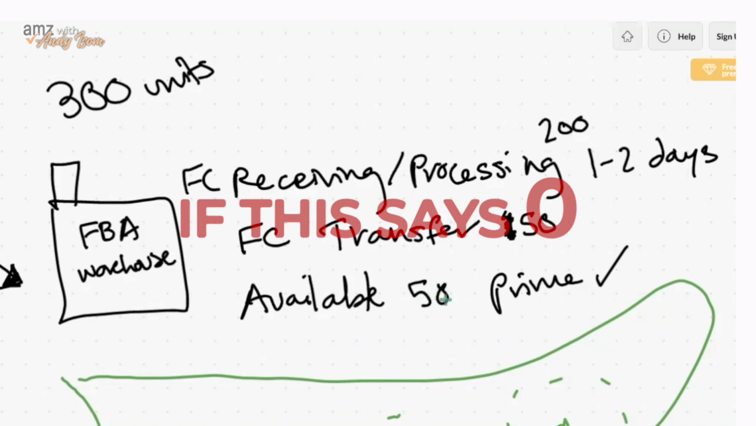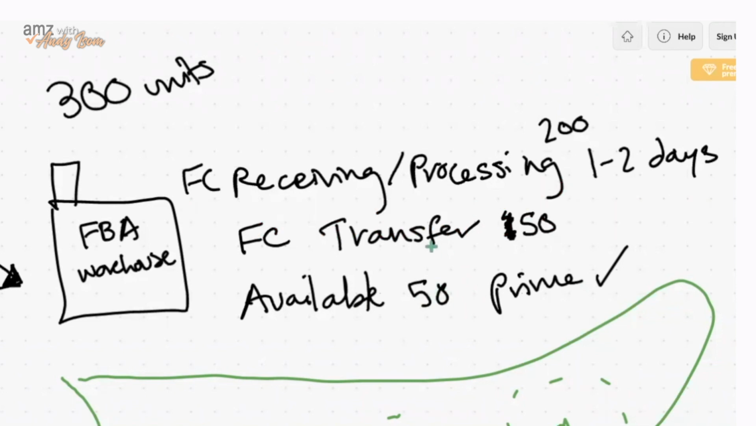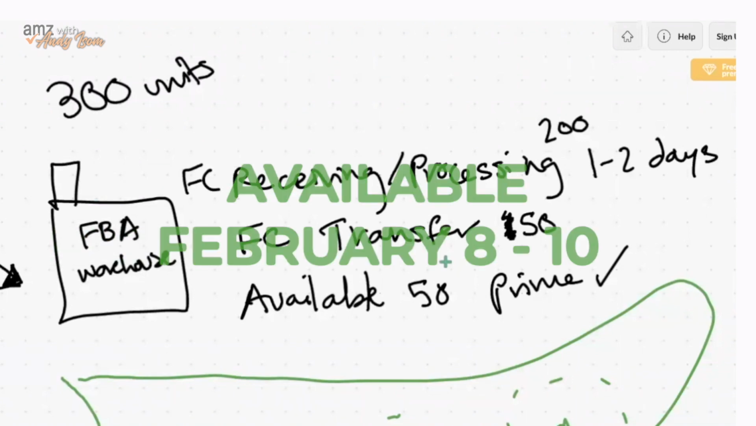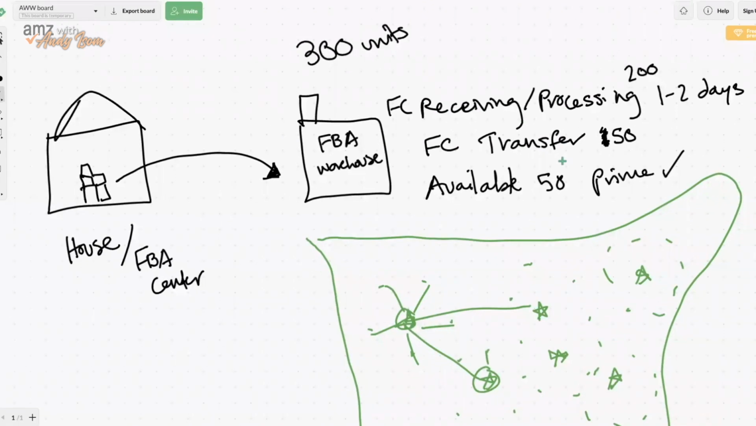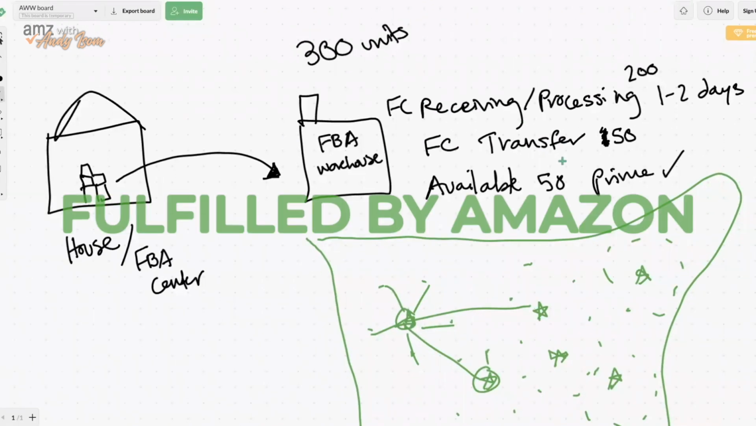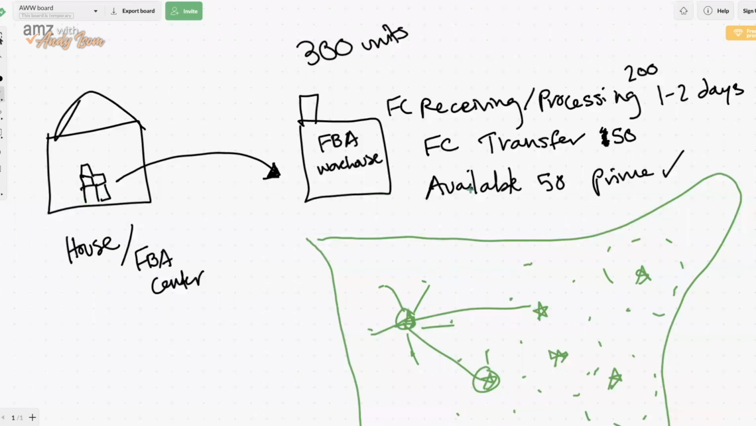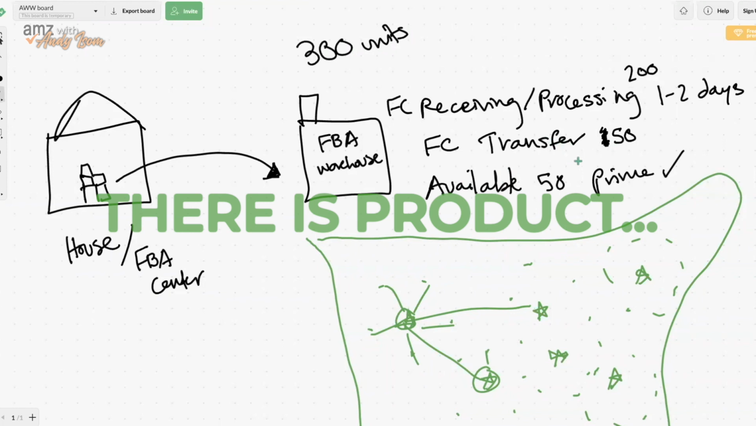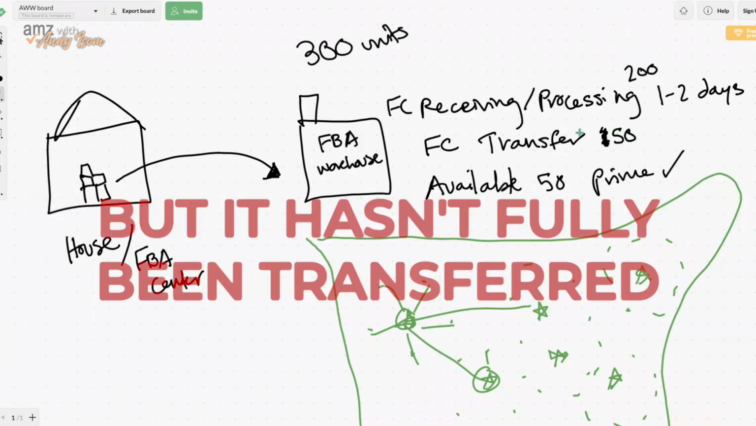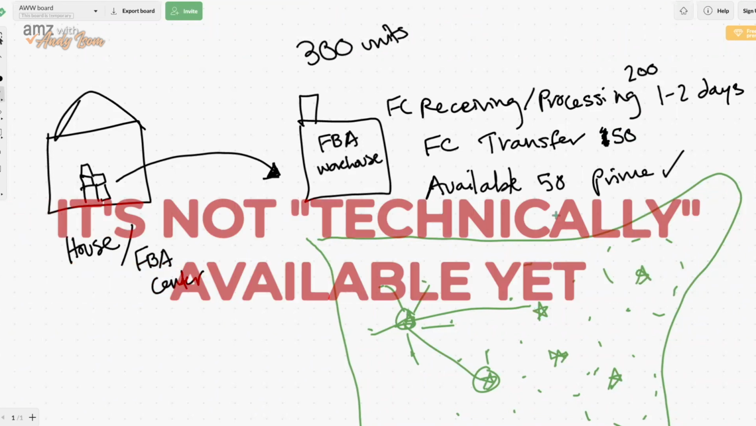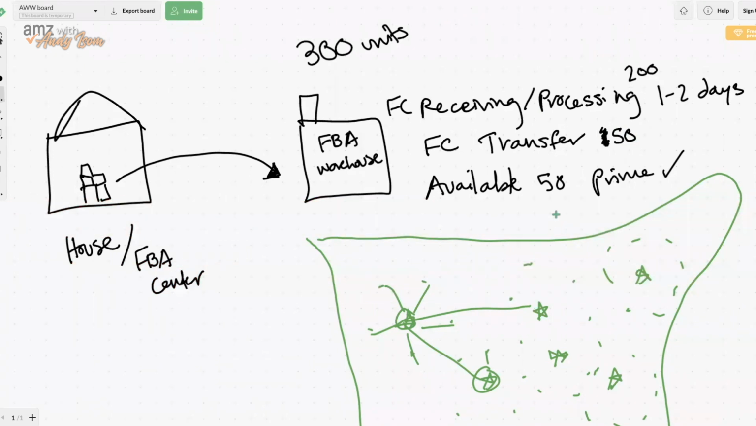If this says 0, then if you go to your listing, you've probably seen this while shopping on Amazon, it will say available February 8th through the 10th. Like it will say fulfilled by Amazon or whatever, but it will say available in like 7 to 10 days or something. That's because there is product in the warehouse, but it hasn't fully been transferred yet. So it's not technically available for Prime 2-day shipping yet.